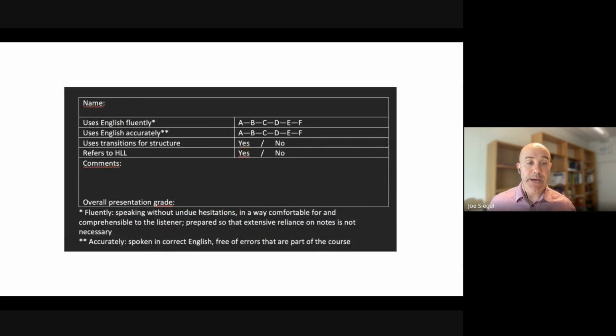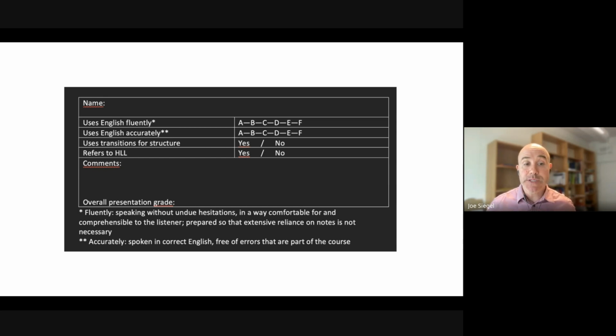Here's another example rubric, and this one is one that I use with student teachers, students that I teach who want to be teachers in elementary schools in Sweden. And they have to make a presentation on summarizing a chapter from some required reading about language development. What I want to point out are the first two columns: uses English fluently and uses English accurately. And then I've got some asterisks there because I want to explain to students what I mean by fluently for the purposes of this course, what I mean by accurately for the purposes of this course.